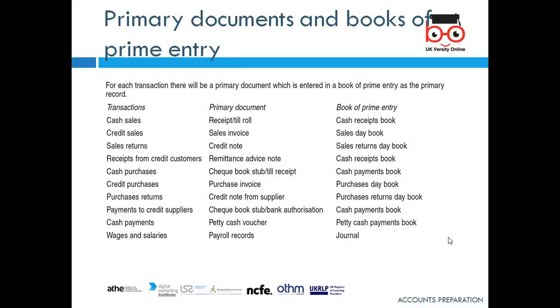These are examples of transactions: cash sales, credit sales, sales return, receipt from a credit customer. These are all transactions. Primary documents: receipt, till roll, sales invoices, credit notes. What is meant by a credit note?